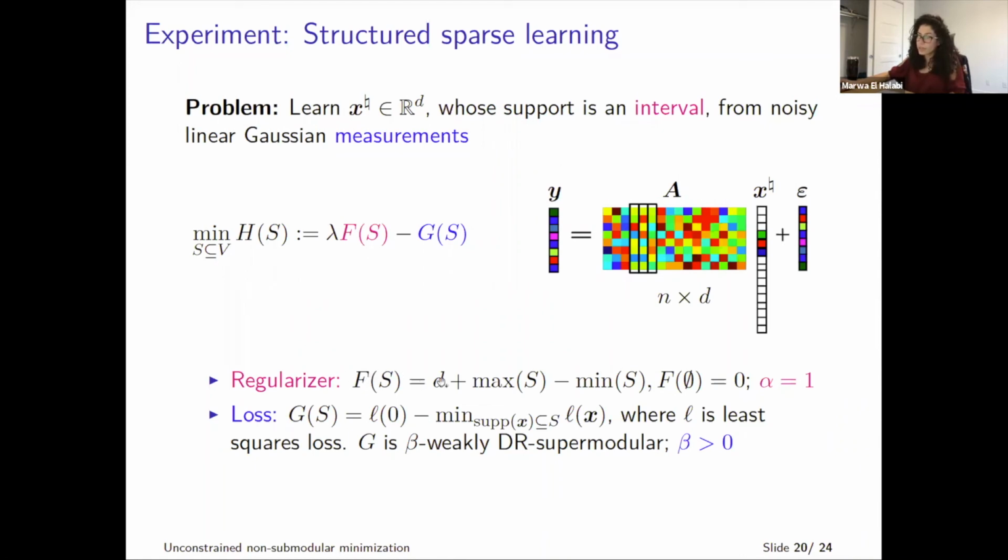So in this case, the function F is actually submodular, so alpha would be equal to 1. But the function G is not supermodular. But we can show that it is beta weakly supermodular, with some beta which is strictly greater than 0. And how large beta is would depend on the condition value of A.